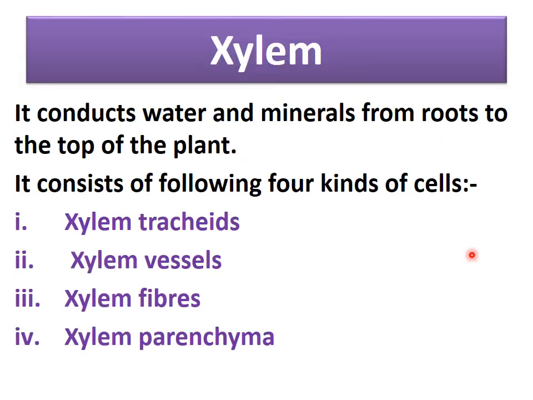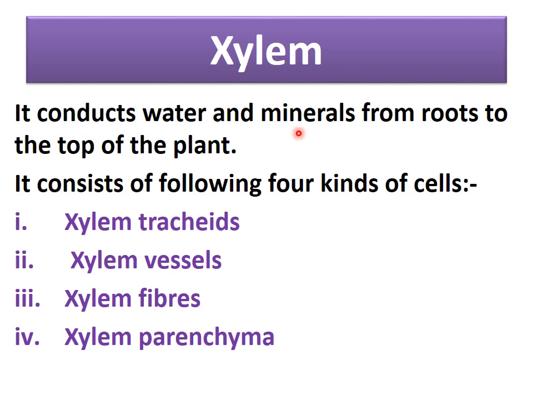Xylem is that complex permanent tissue which helps in conduction of water and minerals from roots to the top of the plant. Means the water and minerals are transported with the help of xylem. From where to where? From roots to the top of the plant. So it takes place through the xylem.